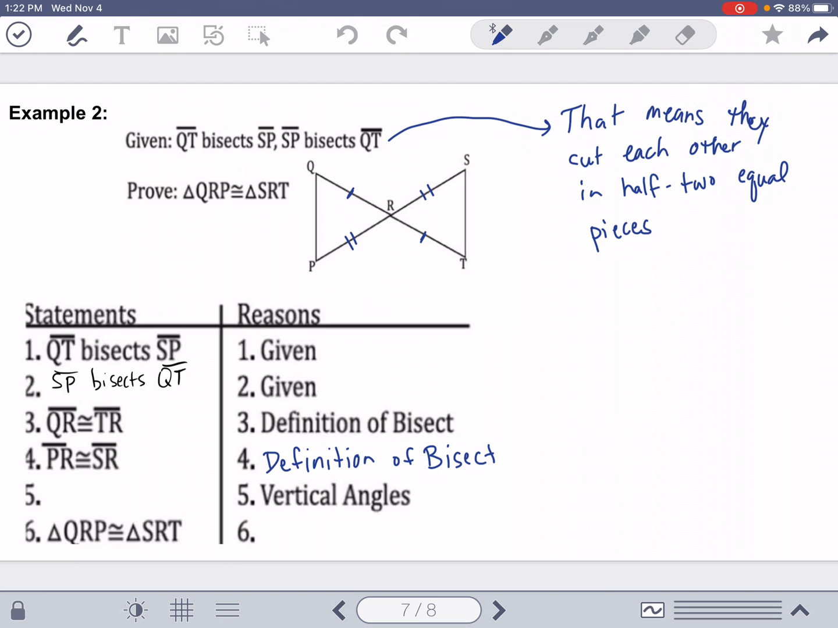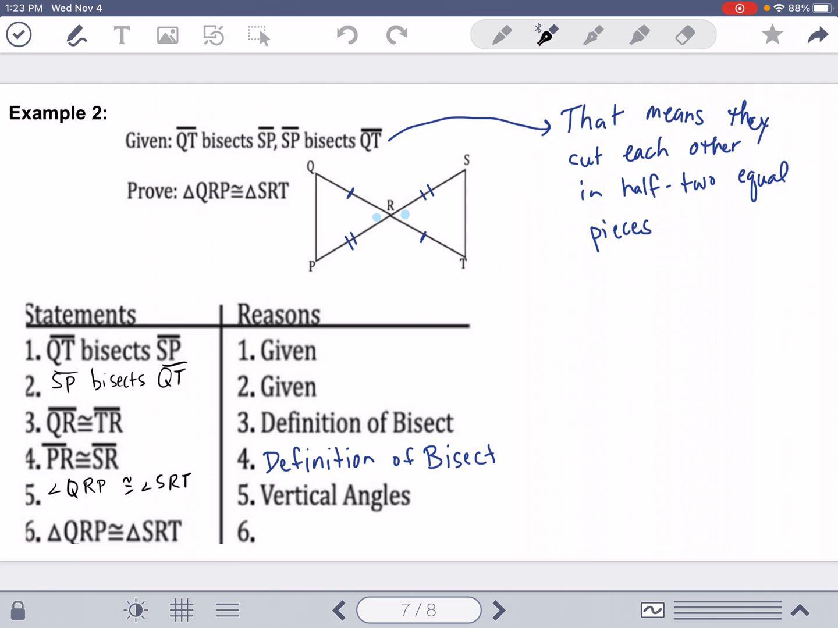All right, now I got a number 5 statement that's blank, but my reason is vertical angles. Vertical angles would be right here. And so now let's name it. So that would be angle R, but we can't just say angle R because it could be either angle on either side. So we're going to say angle QRP congruent to angle SRT.